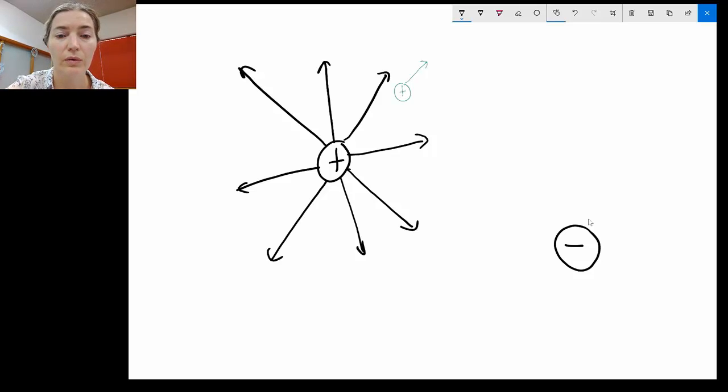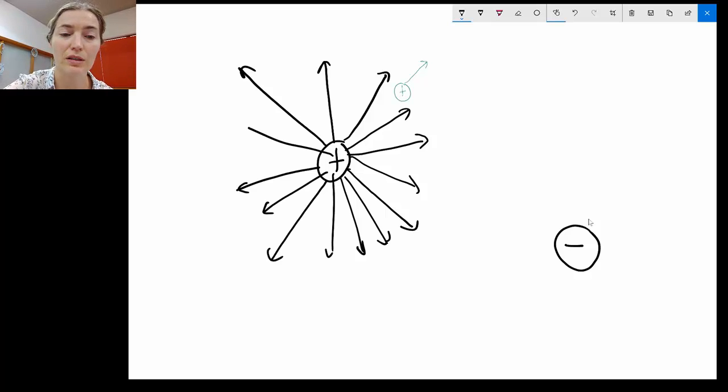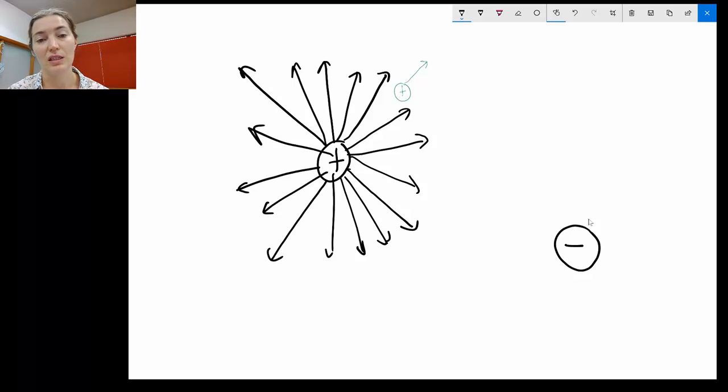Okay. We could continue to draw in lines and fill all this gap 360 degrees around. That's a bit of a waste of time, so we can just represent it with several lines. And so have a think about how you might represent the force field around a negative charge.